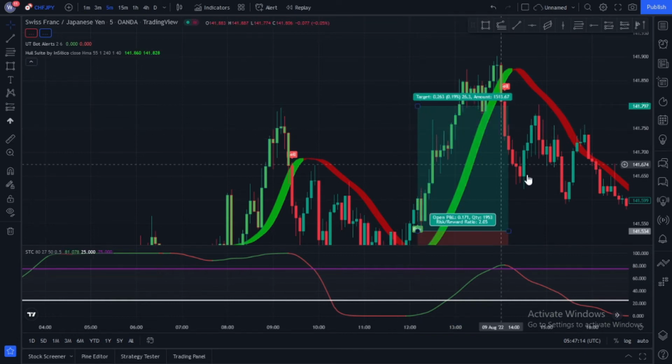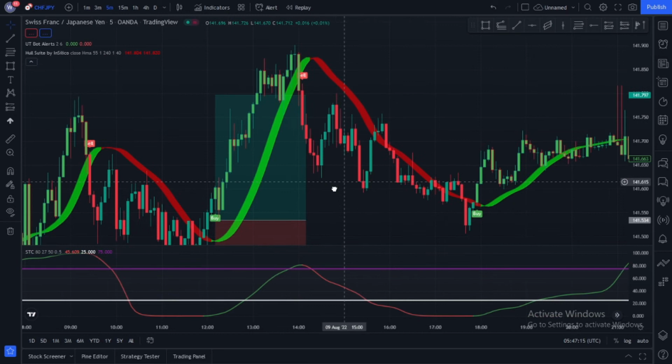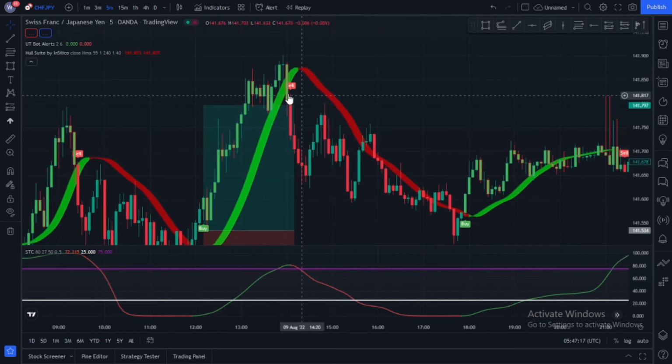In this part of the chart, there is a sell label and the Hull Suite indicator is also red. But if you pay attention to the STC indicator, you can see that the line is attached to the purple line and not above it. So the conditions are not ready for a short position and we don't take risks.